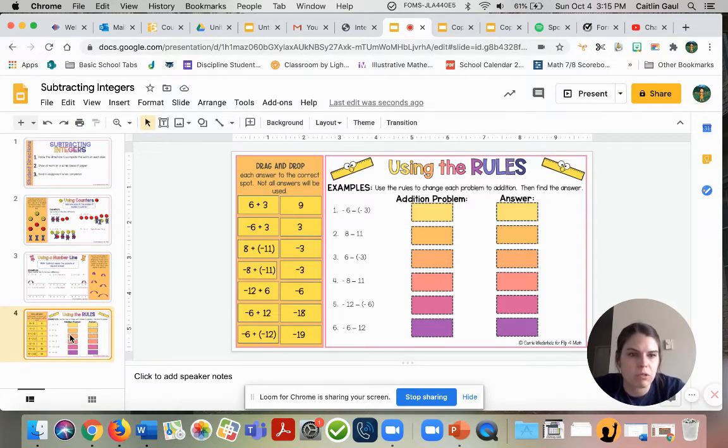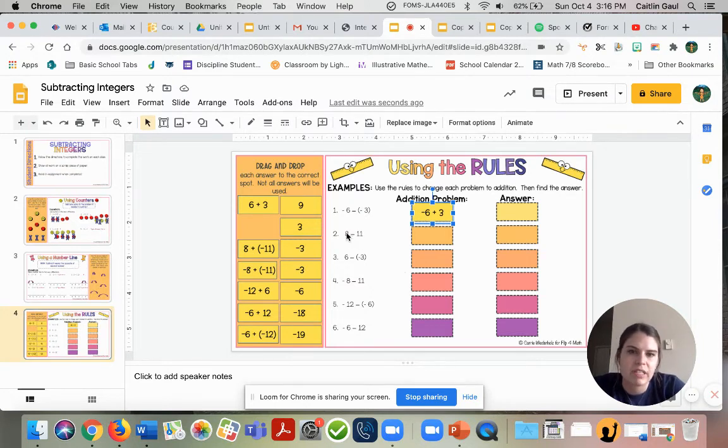And lastly, we have rules we can use. We are going to use rules that are addition. So we're going to turn all of these into addition problems. So here are your options for your addition problems. What this says is -6 and combine it with the opposite of -3. What is the opposite of -3? +3. So that means you take -6 and you add 3. And I'm going to let you do that math yourself.